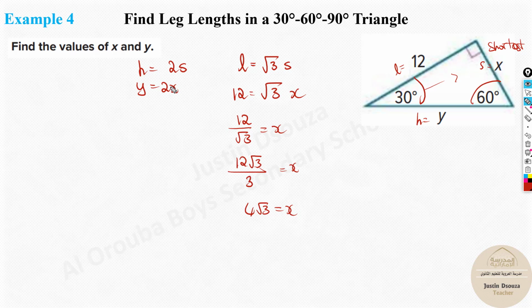Now this X can be applied over here. It'll be Y equals 2. X value is 4 root 3. It's all multiplication, so 4 times 2 is 8 root 3, that is the Y value. This is how we easily solve.